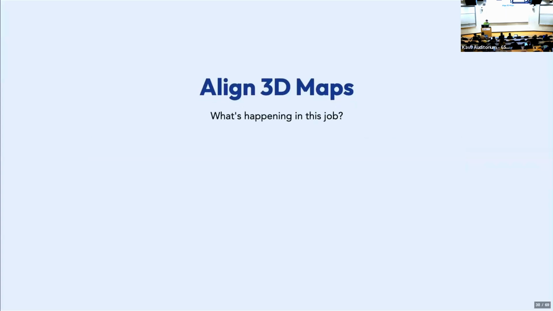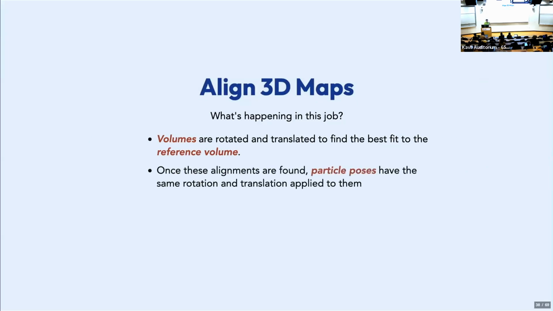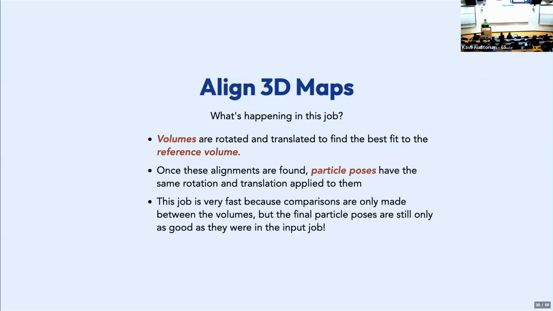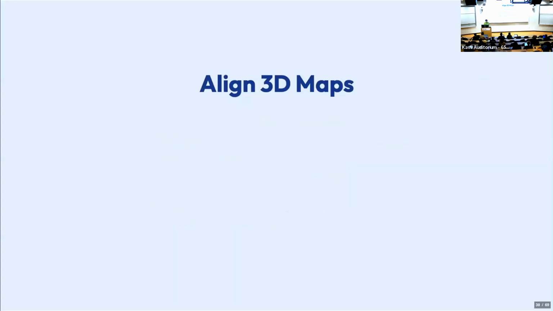Okay? So what's happening in this job is we have volumes, and they're in one of four symmetry-related positions, A, B, C, or D. We are going to rotate and translate those volumes so that the volumes match the reference volume. We're not thinking about particle images at all. Then, once we have found those rotations necessary, they're probably just going to be 90 degree multiples around Z, we'll apply that same rotation to all the particles' poses, okay? And this job is super, super fast because we're just comparing four volumes to each other, right? Or really, we're comparing four volumes to one. So the volume comparison is very fast, and then the particles we get for free, okay?